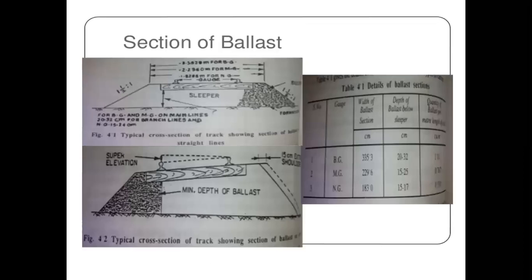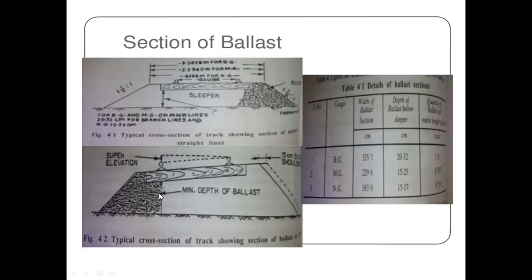The section of the ballast: here you can observe this is the sleeper and these are the rails we provide, this is the gauge length, and here in a 1.5:1 ratio the formation of the ballast layer has been placed, and the slope must be 1:1.5. So the stacking should not be more than 120 centimeters in height.